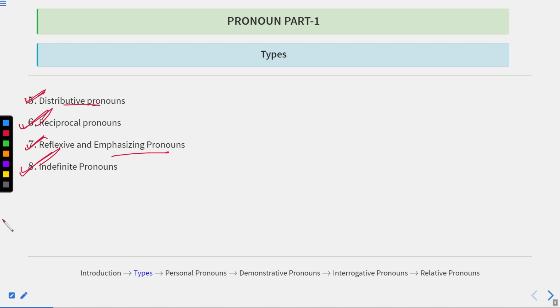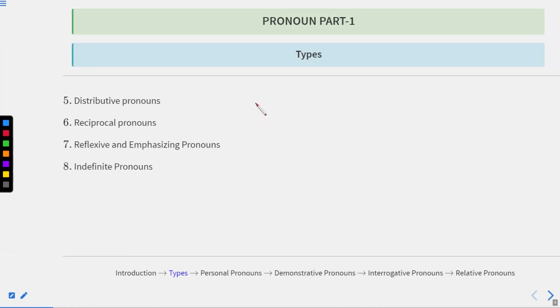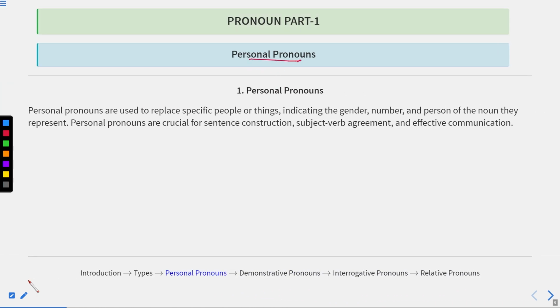And all these types we will be discussing in various parts of pronouns. In this part one, as I told you in the part of content as well, we are going to discuss four pronouns: personal, demonstrative, interrogative, and relative pronouns. First of all, we'll discuss personal pronouns in this session.